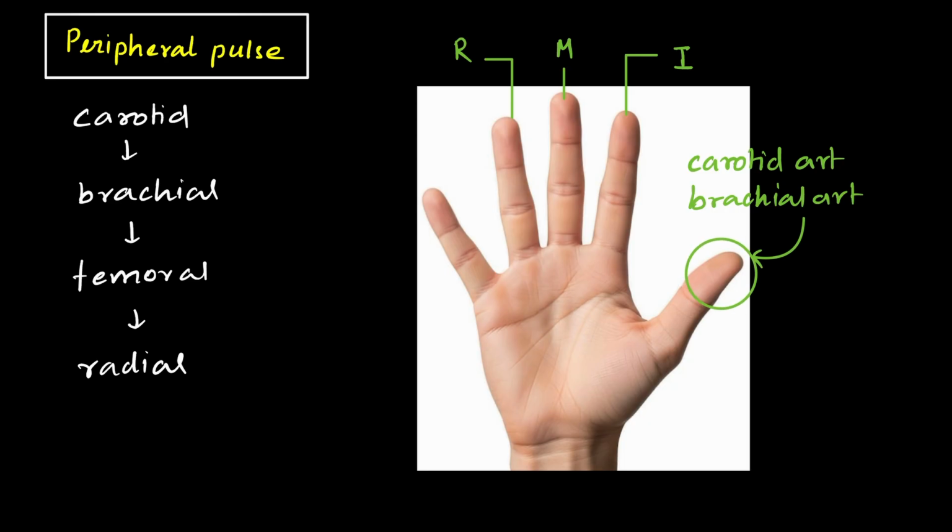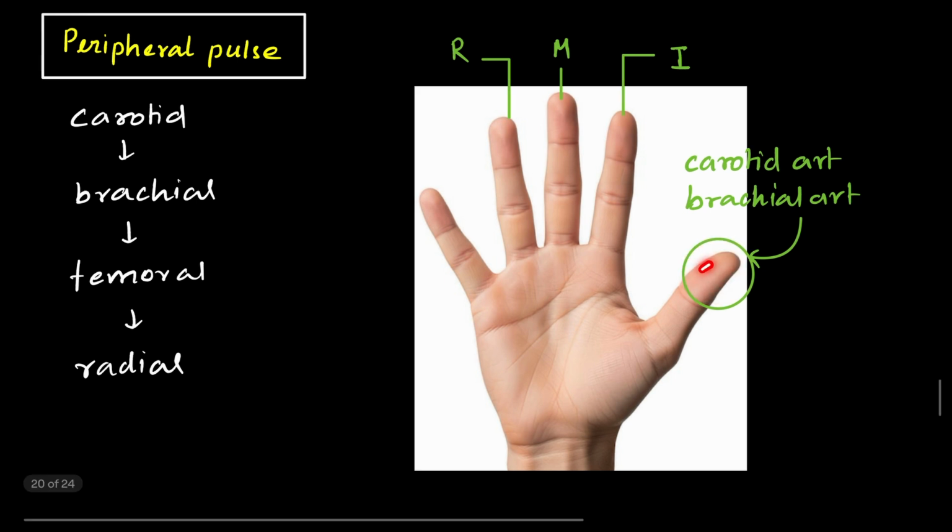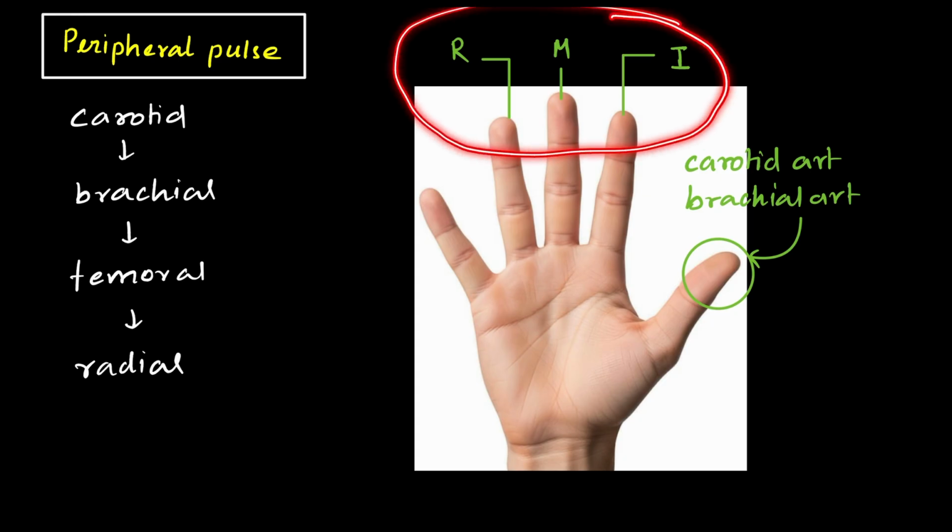However, in some literature, it has been mentioned that you are not supposed to use your thumb to palpate pulsations because thumb has a strong pulsation of its own. So if you use your thumb to palpate other arteries, you might feel the pulsation of your own thumb rather than feeling the pulsation of the artery that you are trying to palpate. But for now, just remember, for all the pulses, we are going to use these three fingers, and for carotid artery pulse and brachial artery pulse, we are going to use the thumb.